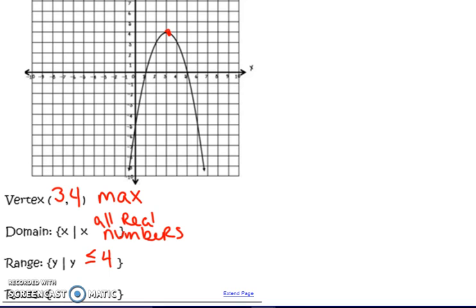Now, roots is just a fancy way of saying solutions or x-intercepts or zeros. If I look, I want to look where it crosses my x-axis. My roots are going to be 1 and 5. If I had given you the equation to factor, it would be the same answers that you get out.